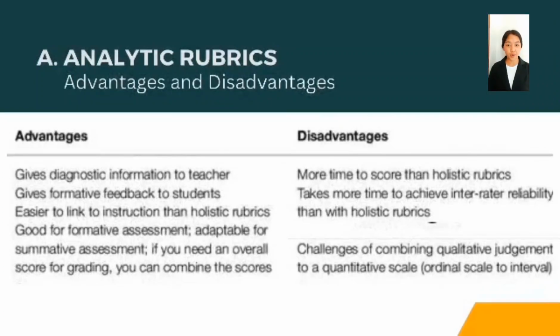Disadvantages of an analytic rubric. First, it takes more time to score than a holistic rubric because in an analytic rubric, you will judge criterion by criterion, or part by part, to assess the student's performance on each criterion. Second, it takes more time to achieve inter-rater reliability than with a holistic rubric. Third, there are challenges in combining qualitative judgment into a quantitative scale.